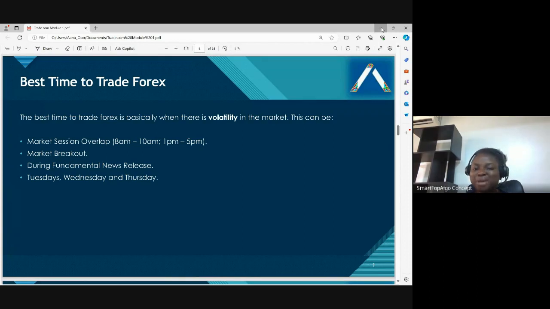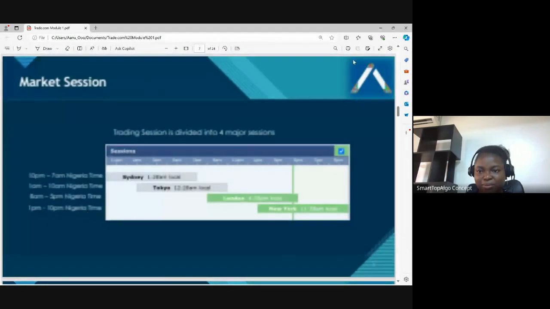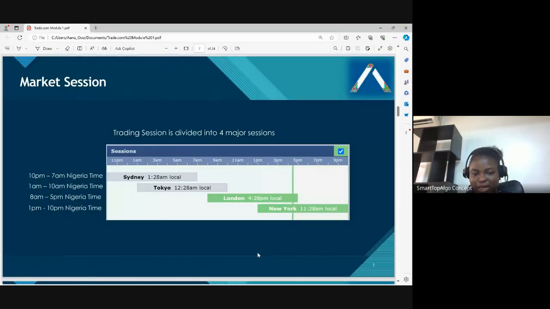Okay, let's look at the best time to trade forex. What is the best time to trade forex? Now, remember, we talked about trading sessions. One of the best times to trade forex is market session overlap. I'm going to go back to that slide of market sessions to explain what I mean by market session overlap. Okay, now look at this.